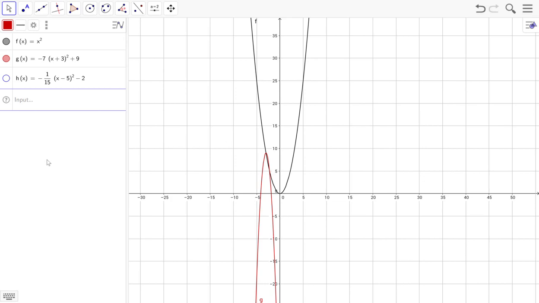And then the second function, negative 1/15 times (x minus 5) squared minus 2, is going to move our vertex to the right 5 and then down 2. It's going to be wider because of the 1/15, and then it's going to open downwards. So here we have our new vertex at (5, negative 2). It's much wider, and then it opens downwards.